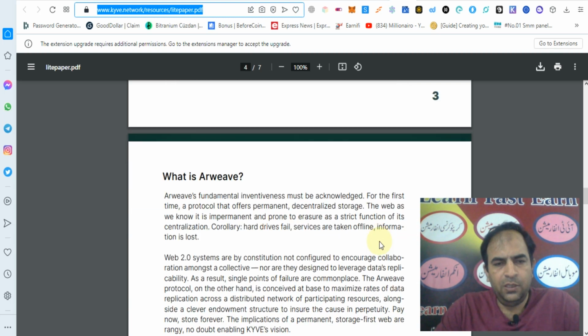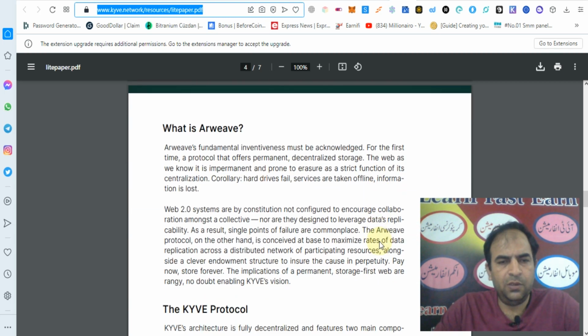What is Arweave? Arweave's fundamental incentives must be acknowledged. For the first time, a protocol that offers permanent decentralized storage. The web as we know it is impermanent and prone to failure, a strict function of its centralization. As a corollary, when hard drives fail or servers are taken offline, information is lost.